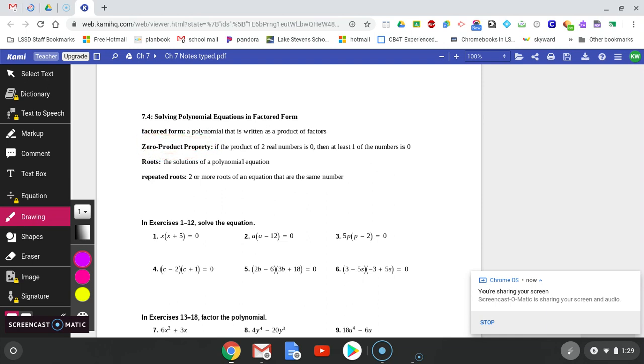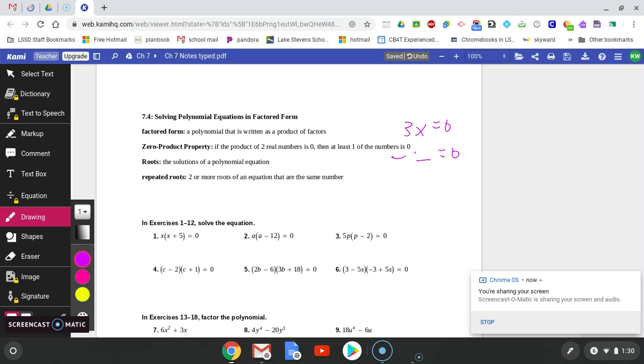The zero product property says that if you have two numbers being multiplied together and the answer is 0, then at least one of those numbers has to be equal to 0. So for example, if I have 3 times some number equal to 0, that some number would have to be 0. That's the only way it works. So at least one of the numbers has to be equal to 0. We could make both of them equal to 0. If I have two things being multiplied together equal to 0, both of them could be 0. But at least one of them has to be 0.